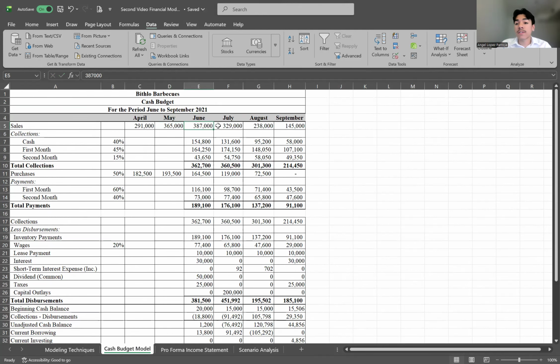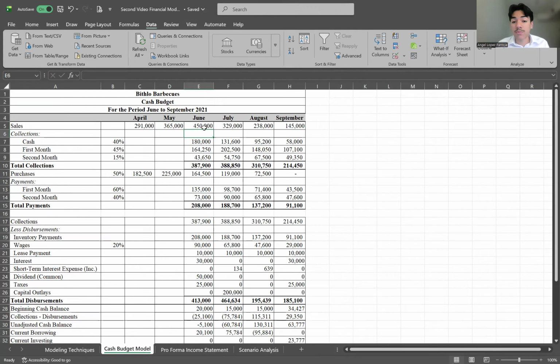So here we have all the stuff. Everything is correctly working, as I'm going to demonstrate what the cash budget model is. In this case, I will change this from 387,000 to 450,000, and we see that there are a couple of changes.